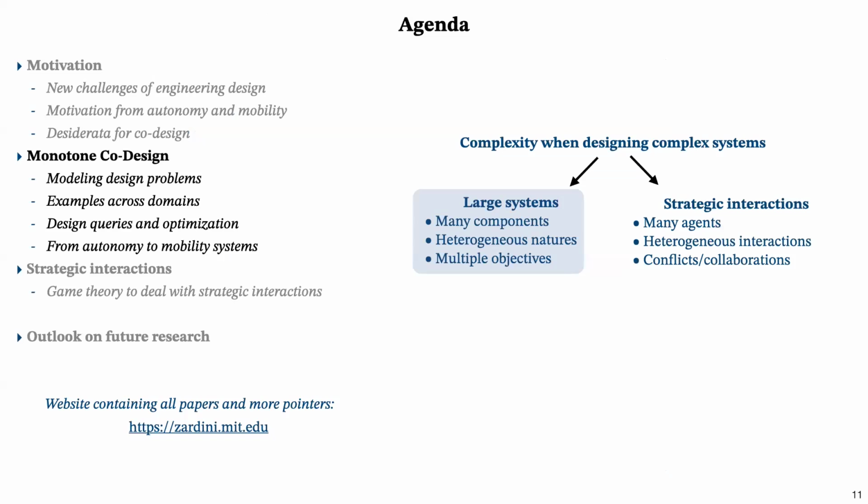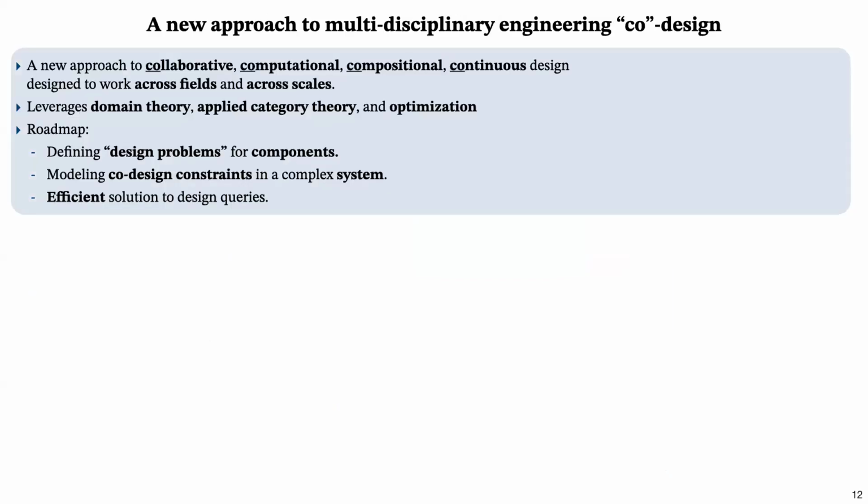So this talk is structured, as I said, in 3 pieces. I will now go through a set of tools that deals with the first class of challenges. We're making progress on the second class of challenges, but I think it's nice to start with the first one. So in the following slides, I will talk about this toolbox for co-design. And in co-design, the branding is collaborative, computational, compositional, and continuous. And it's a toolbox that leverages domain theory, applied category theory, and optimization. In the next few slides, I will show you what a problem in this context is, what constraints of these problems are, and how to actually solve this new kind of problems.